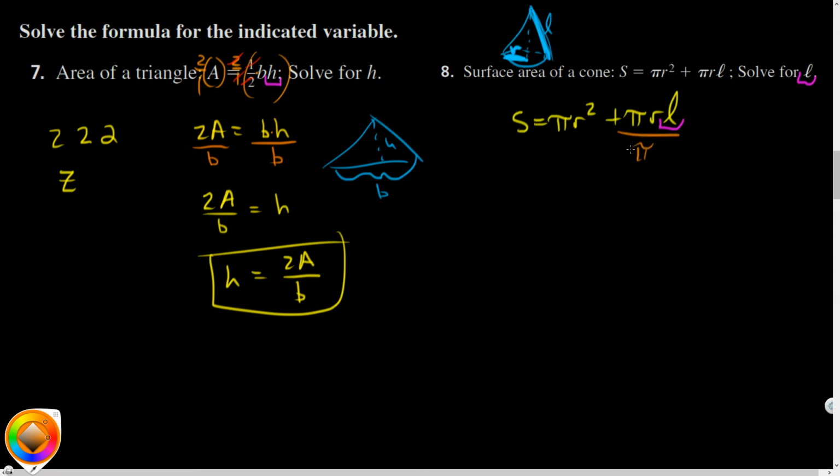You could, and actually in this case, it's not a bad move because fortunately this also has a pi and an r in it, but I'm actually going to wait to do that. Now this whole thing is a number that's being added to, right? So I'm going to just subtract pi r squared from both sides. I'm subtracting it from both sides of the equal sign, right? So I'm going to write this side as S minus pi r squared equals, these canceled out, pi r L.